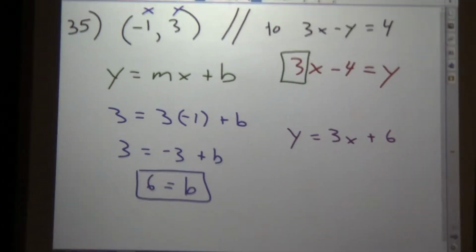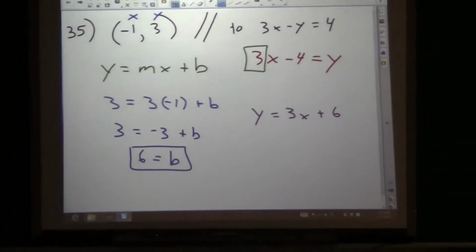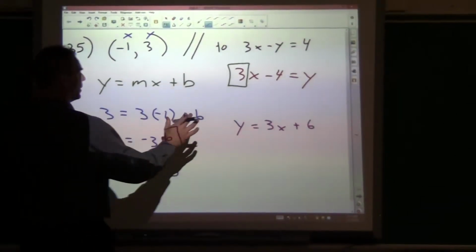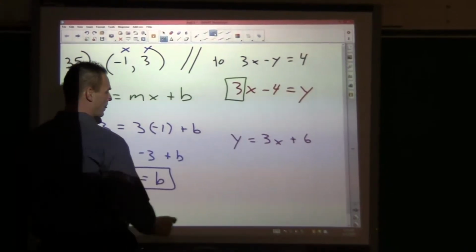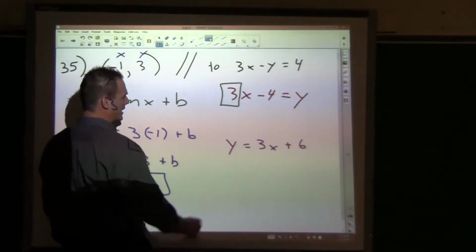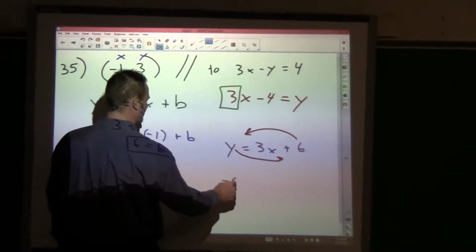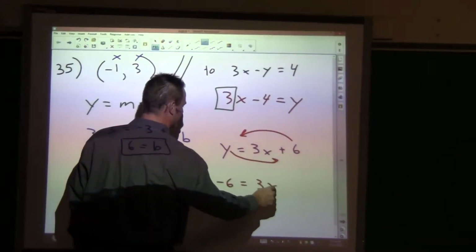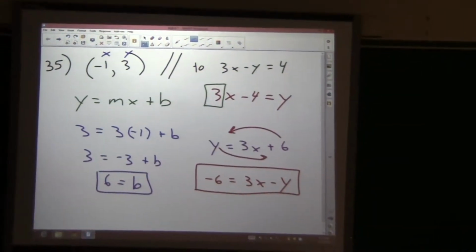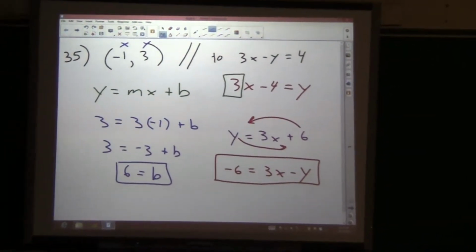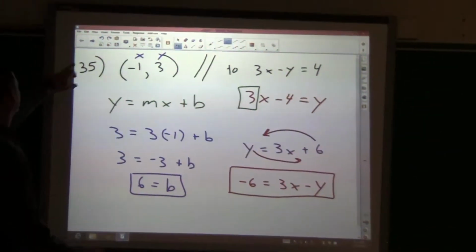Now, they wanted you to put all of these equations in standard form. So I'm going to change this so that I have x and y on the same side. I'm basically going to flip-flop these two, and it's going to be -6 = 3x - y. Equation of the line in standard form. Okay? Number 36.